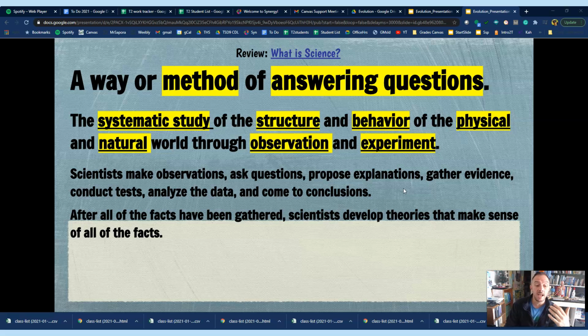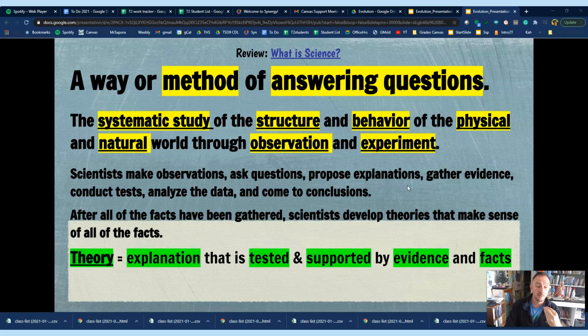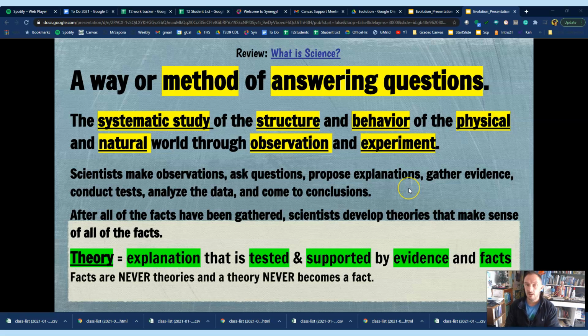Okay? And after all the facts have been gathered, right, after scientists have gathered a ton of facts, done a bunch of different tests, right, then they look at all of this and we develop a theory to make sense of all the different facts. Facts are things that happen, that we observe, that we can see, that we can replicate, that people independently observe, and then we come up with a theory to explain it. So a theory is an explanation that is tested and supported by evidence and facts. And facts never become theories, theories never become facts. They're two different things. Facts happen, theories explain why they happen.